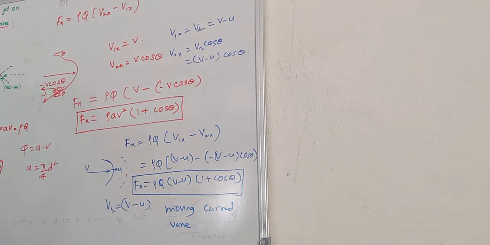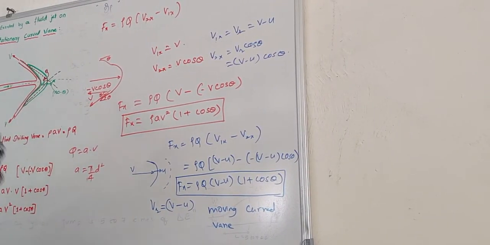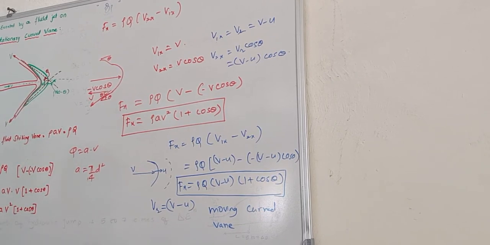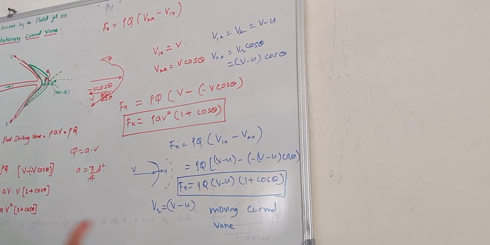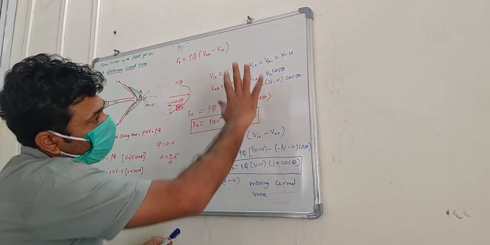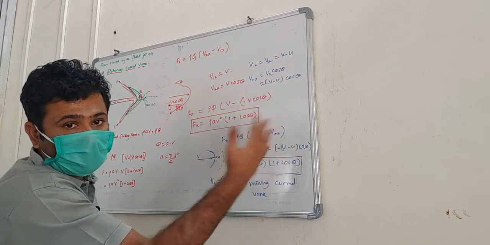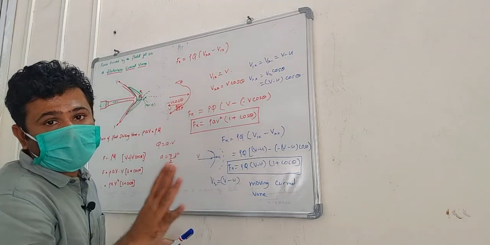So what was the first condition? The first condition was to calculate how much is the force exerted on a curved vane when it is stationary. The second case was to find out the force exerted on a curved vane when the vane is moving with a velocity called u. For your understanding, the blue pen that I used is for the equation to calculate the moving vane, and all the red equations that I have written are for the stationary condition.